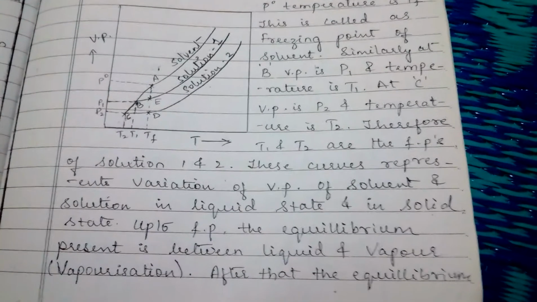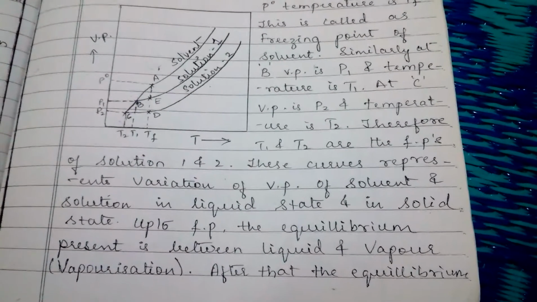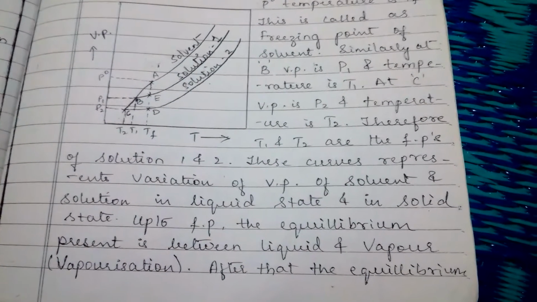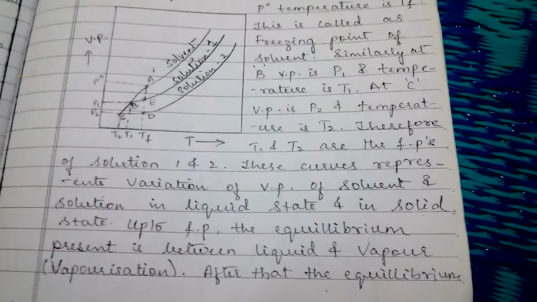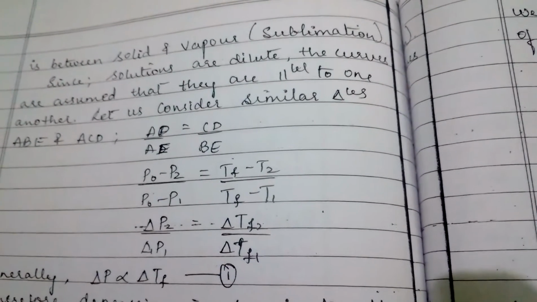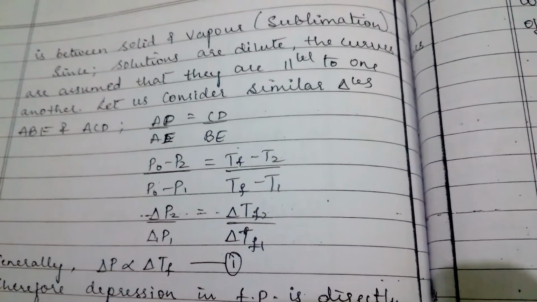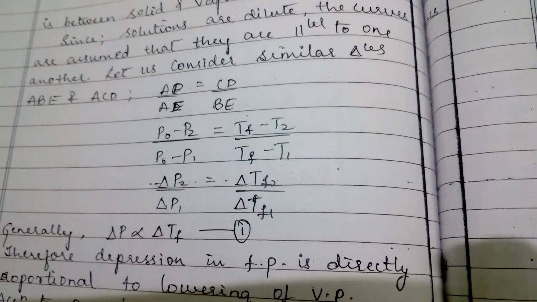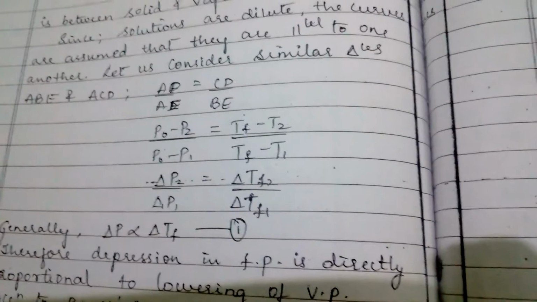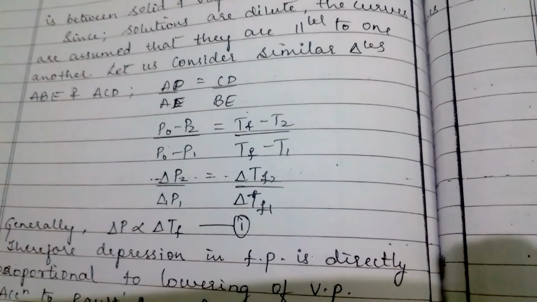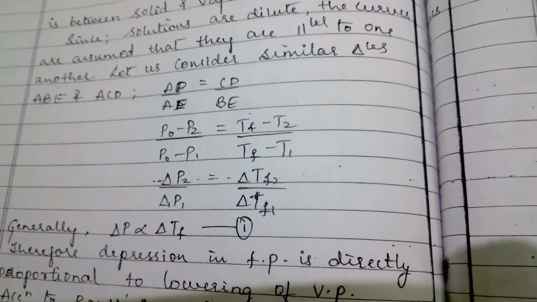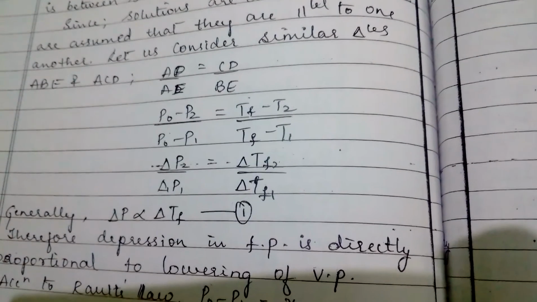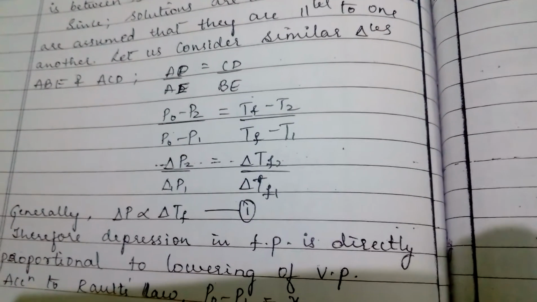These curves represent the variation of vapor pressure of solvent and solution in liquid state and in solid state up to the freezing point. The equilibrium present is between liquid and vapor. After that, the equilibrium is between solid and vapor, which is called sublimation. Since solutions are dilute, the curves are assumed to be parallel to one another. Let us consider similar triangles ABE and ACD from the previous graph. Therefore, AD by AE is equal to CD by BE, where P0 minus P2 by P0 minus P1 is equal to Tf minus T2 by Tf minus T1.